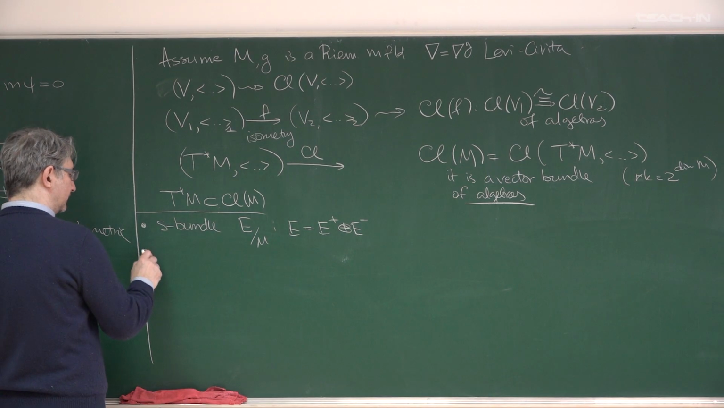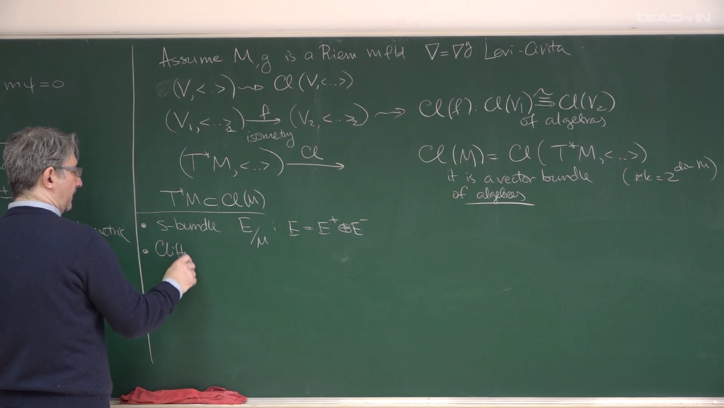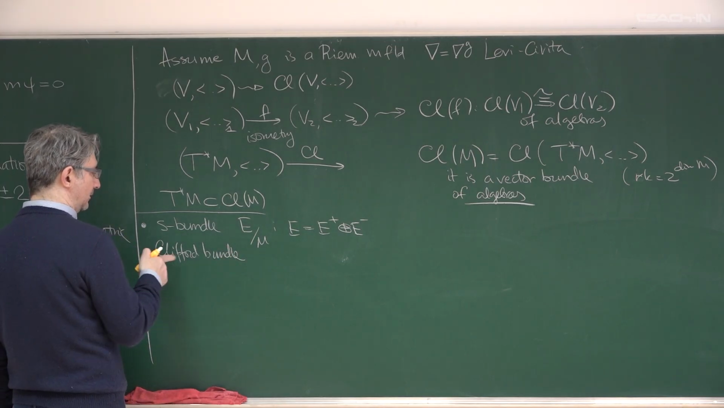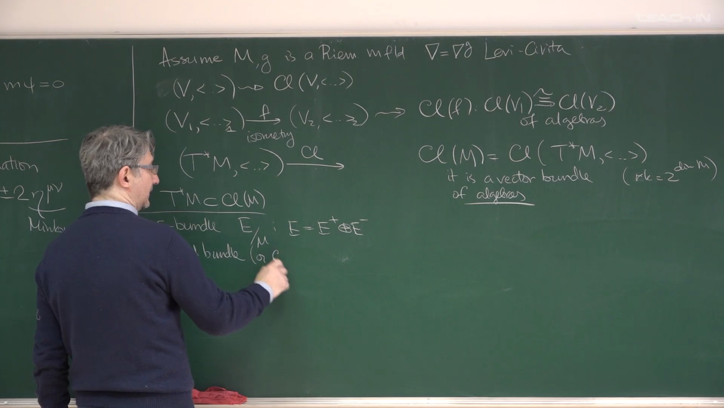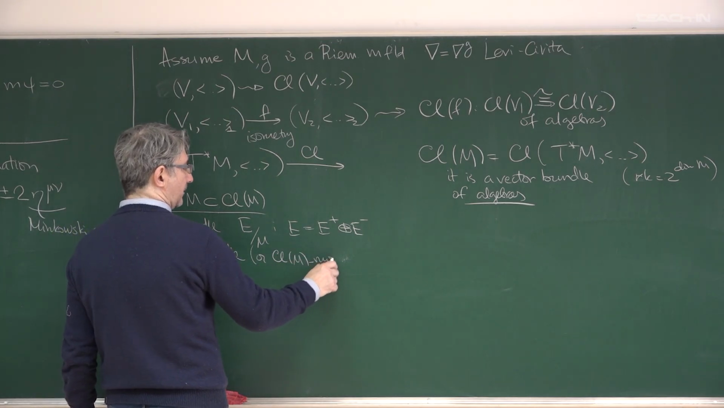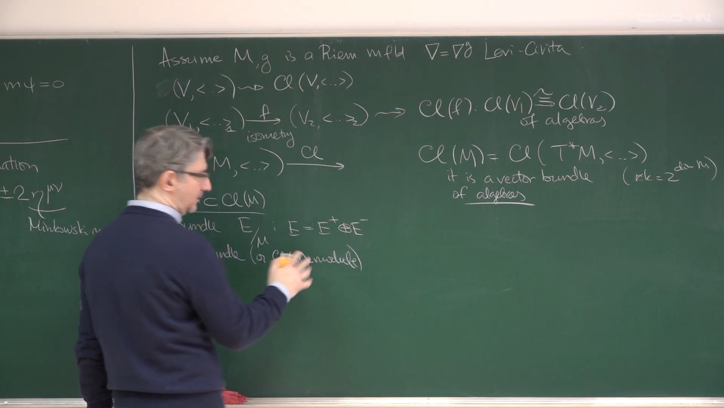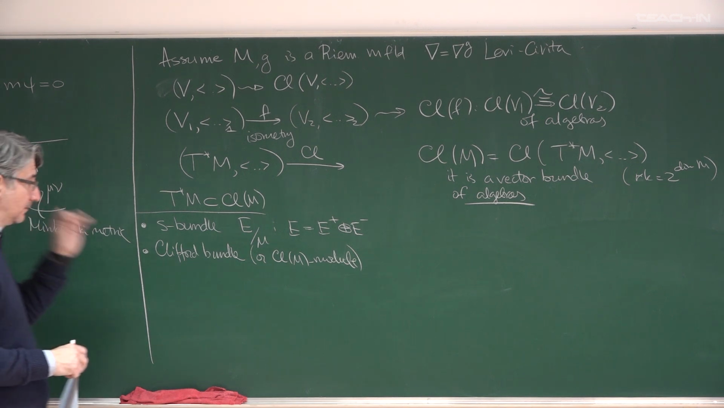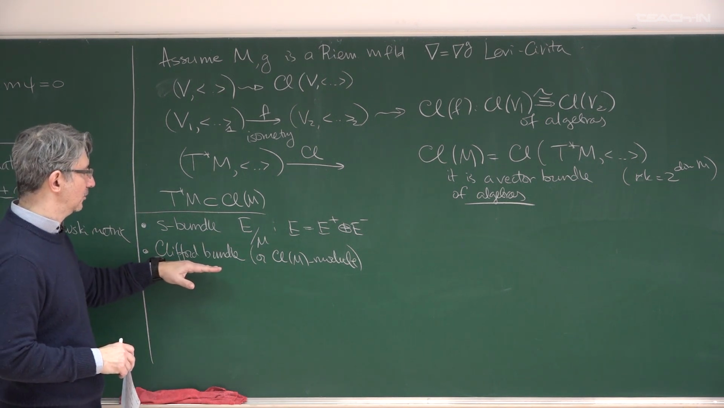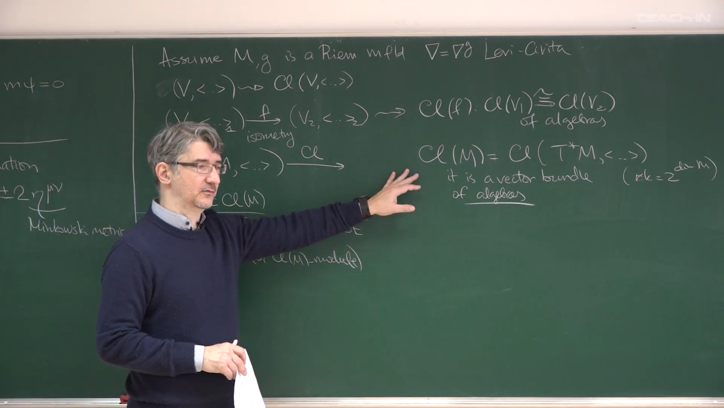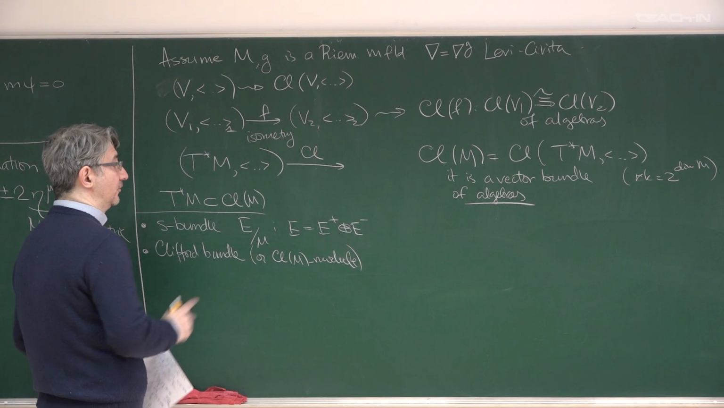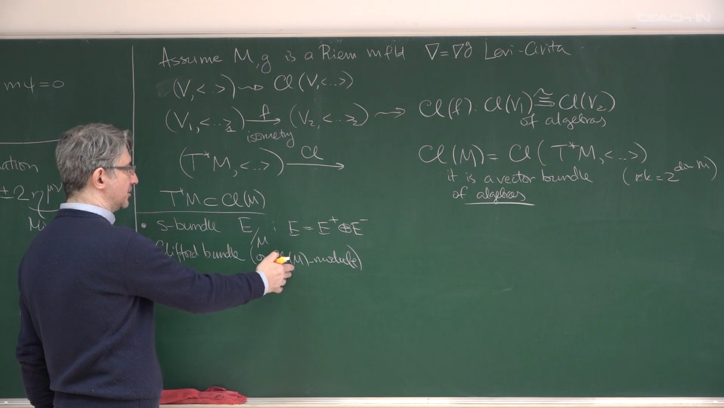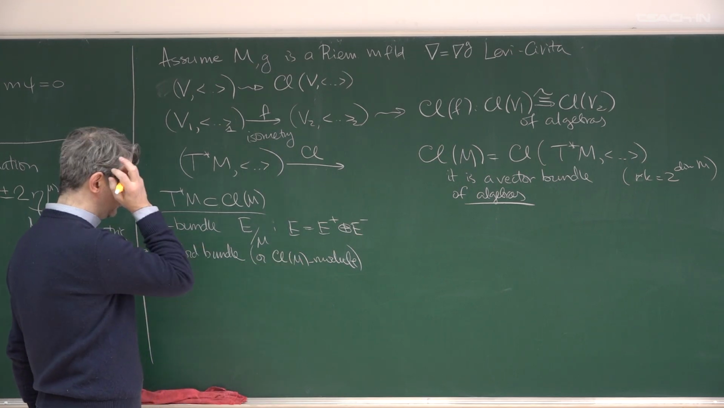What is a Clifford bundle? A Clifford bundle, a very important thing, or Cl(M)-module. It's not a very correct way of saying it, but nevertheless we can think of it as a vector bundle. It's a vector bundle on which this algebra acts from the left. For example, you can take sections of this bundle, and the fiber-wise action of this thing gives you a new section of this bundle.